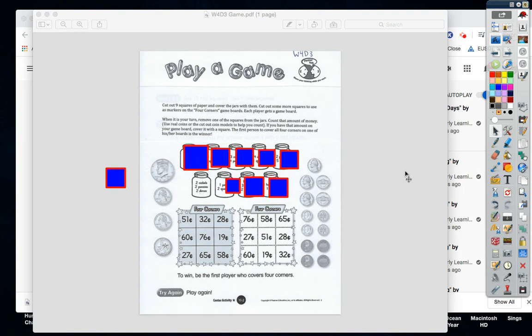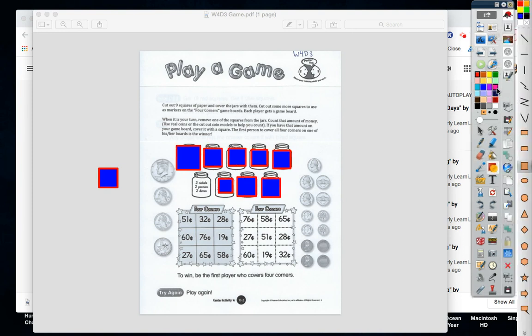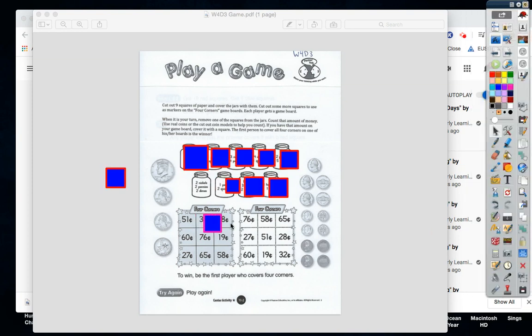So 32 cents. Now what it says, if I have one of those on my board, I am going to cover it up with one of my squares. So I've got 32 cents. I'm going to cover it up right there. Now, the way you win the game is you have to be the first person to cover up all 4 corners. I got 32 cents right here, that's awesome. I did it right, but it doesn't count for one of my 4 corners. So you keep taking turns back and forth until one of you fills in all 4 corners.